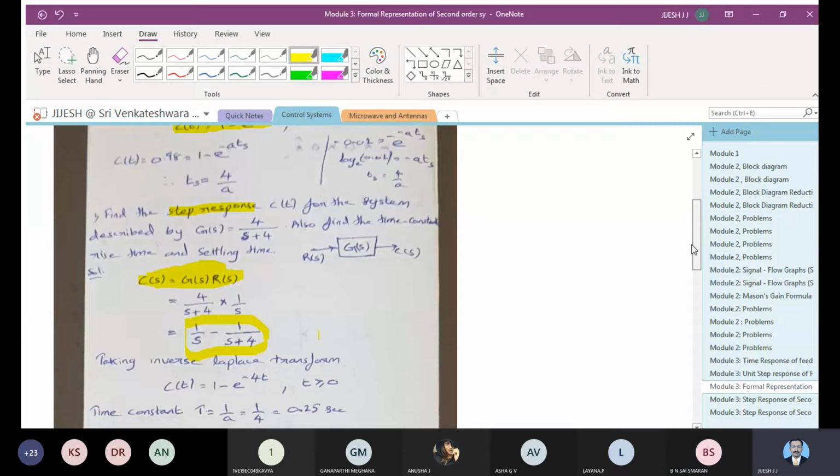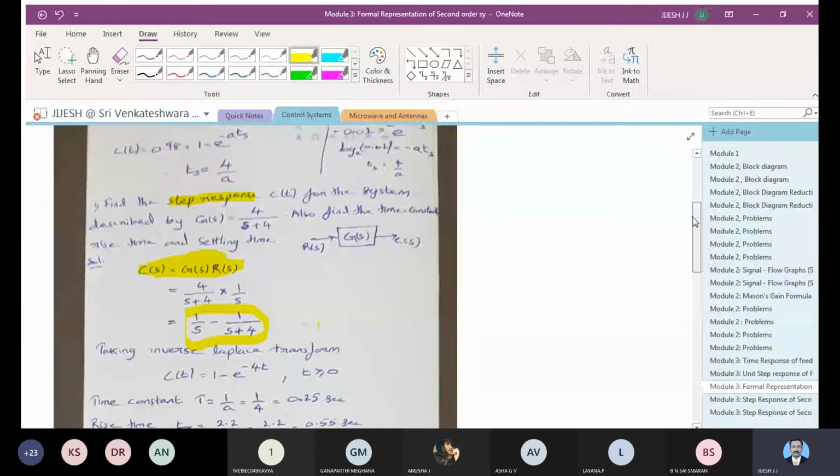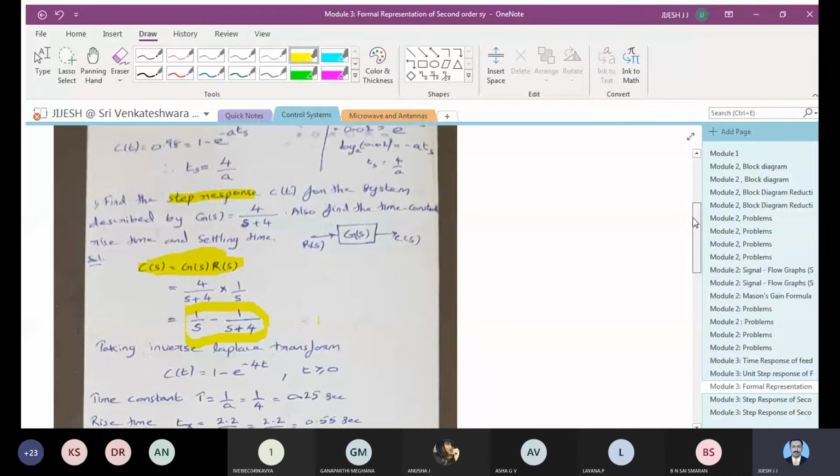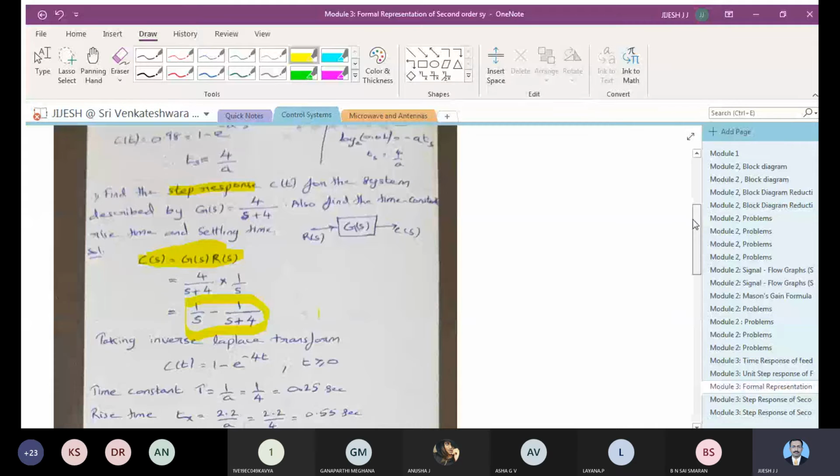2.2 by a. What is the answer? 0.55. Yes, 0.55. So 2.2 by 4. It is 0.55 seconds. What is the next one?